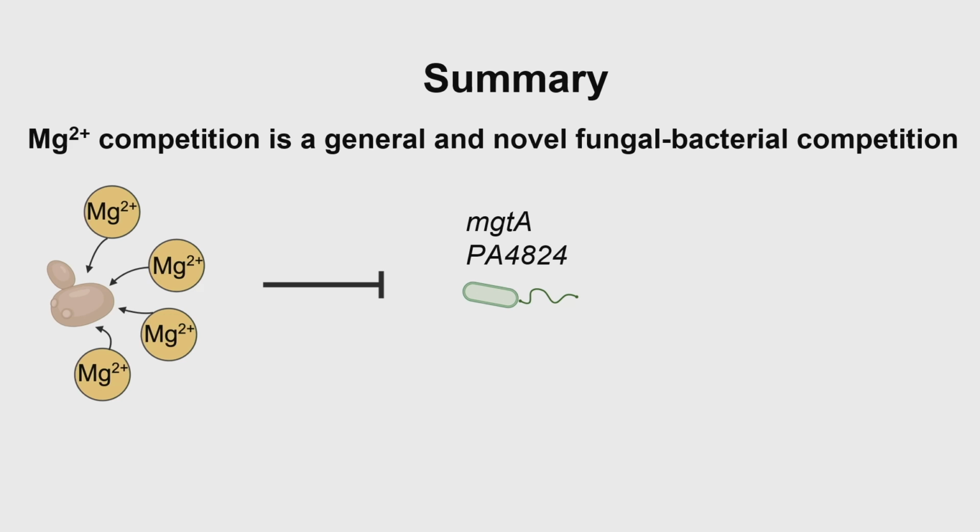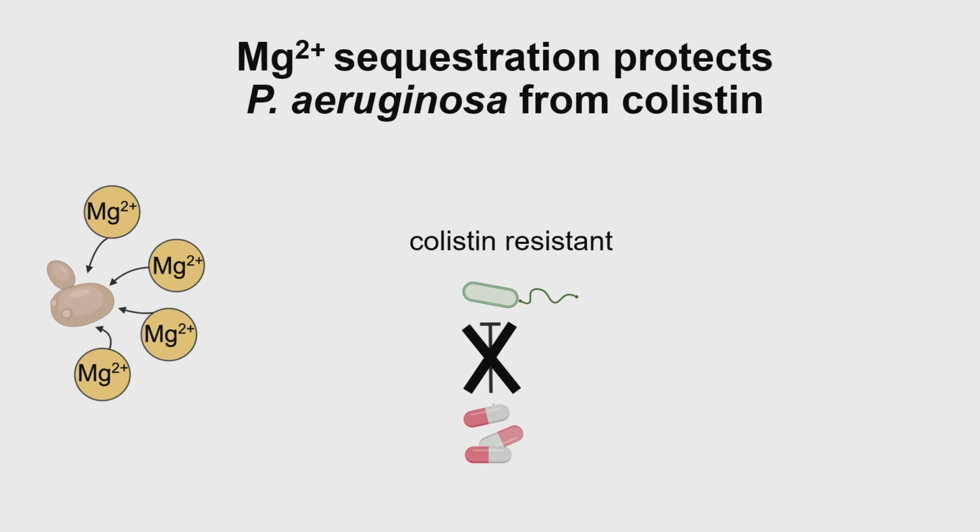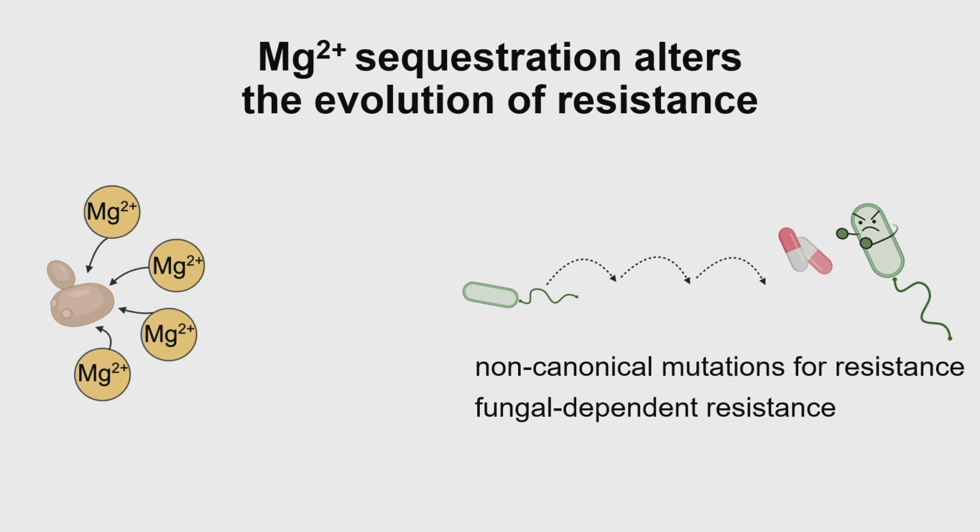So in this talk, I have shown you that by focusing on Candida albicans and Pseudomonas aeruginosa, we discovered 2 magnesium transporters are required for bacterial fitness in this context. This allows us to find that magnesium competition can be a general and novel form of fungal-bacterial competition. Even though this is very general, this competition does not necessarily only bring a deleterious effect to the bacteria. In conditions with colistin, this competition actually can protect the bacteria from antibiotic treatment. We also found that this magnesium sequestration fundamentally alters how bacteria evolve antibiotic resistance.